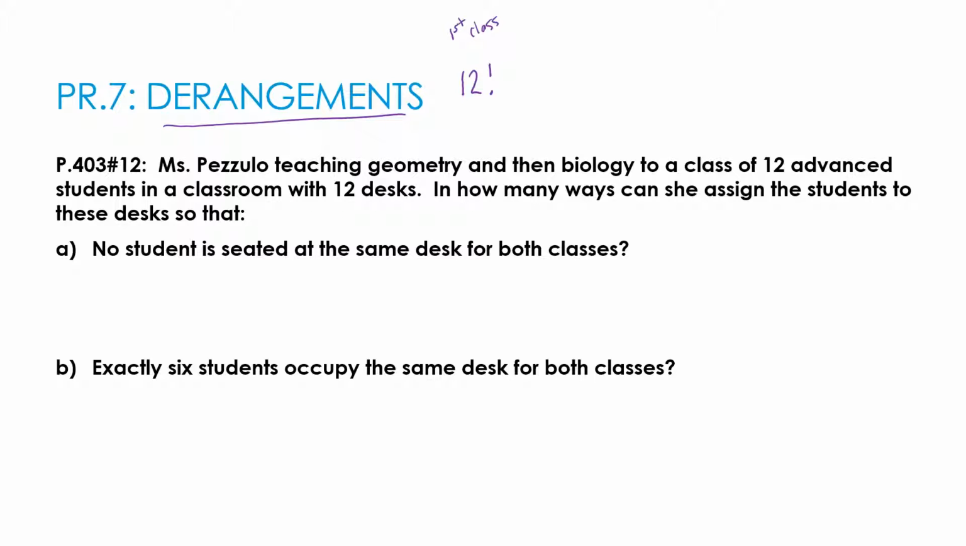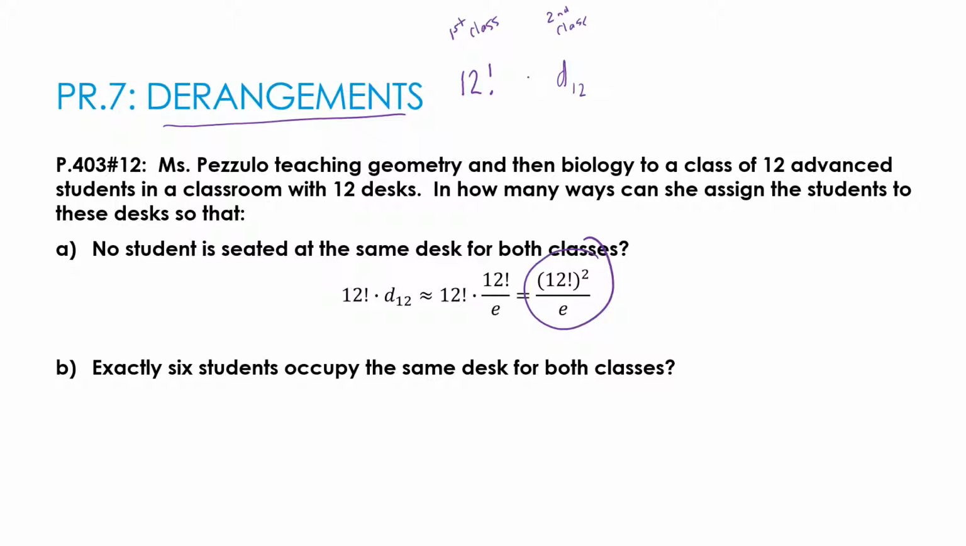Now, the second class, now we're talking about D12. D12 because I've already assigned them for the first class. For the second class, I want them to be all in different desks. So 12 factorial times D12. Again, I'm using that approximation for D12, which is 12 factorial over e. So here's my final estimated solution.